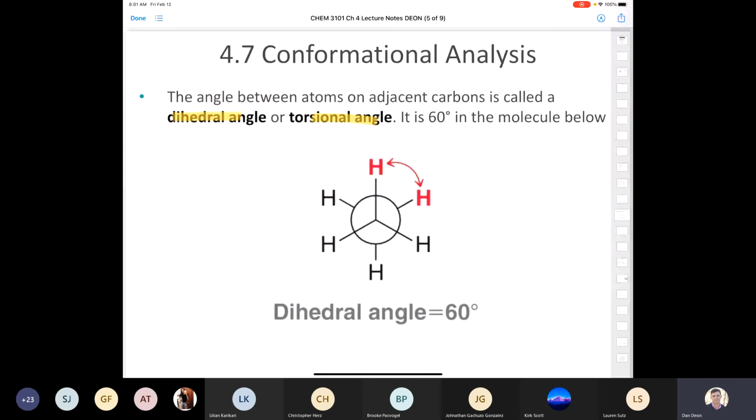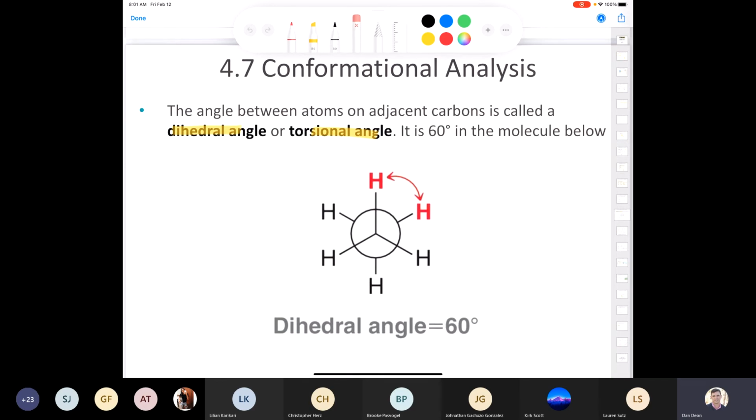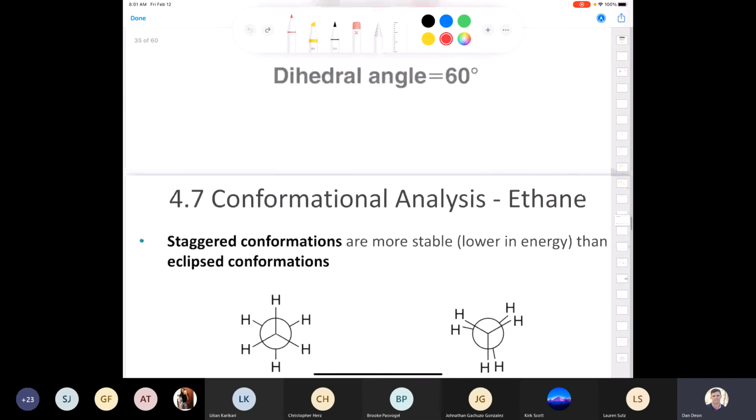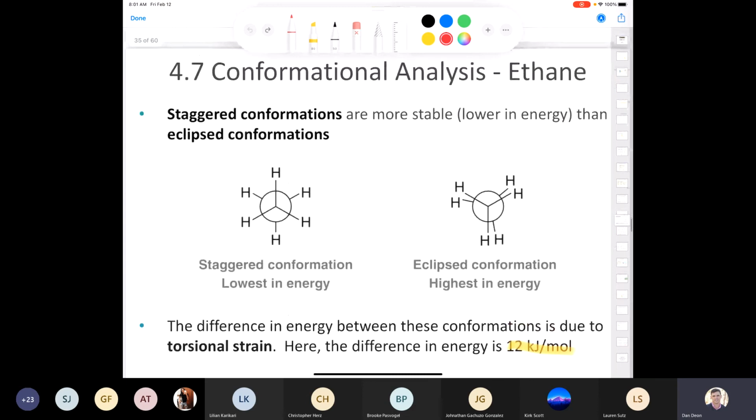All right, so we're going to kick back off here at section 4.7, and we started talking about conformational analysis during the last class, and it says here that the angle between atoms on adjacent carbons is called a dihedral angle. Sometimes we call it a torsional angle. The maximum space, or the maximum amount of degrees, I guess, that you could have between two hydrogens would be 60 degrees like that, right? 360 divided by 6. So we call that, again, a dihedral angle or a torsional angle. You'll probably hear me use both of them.